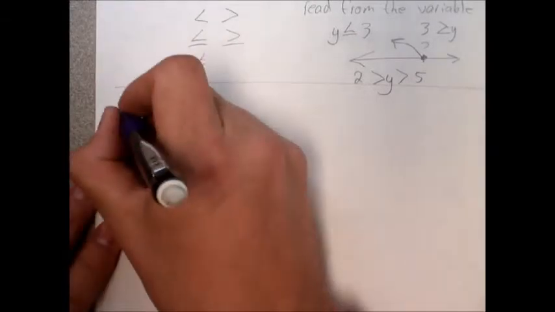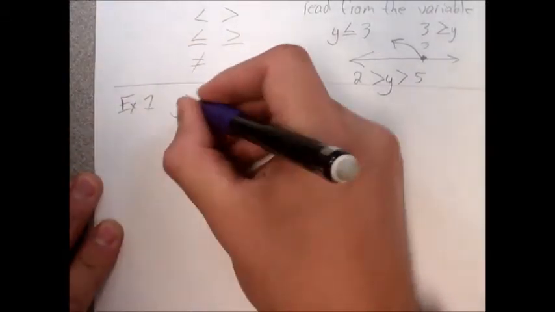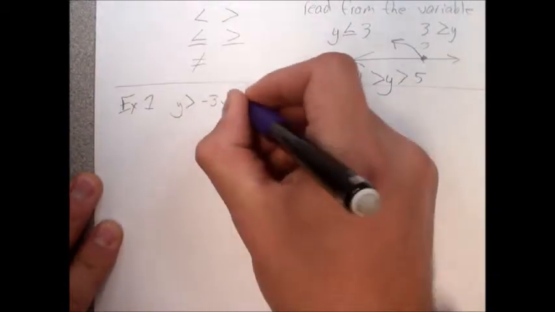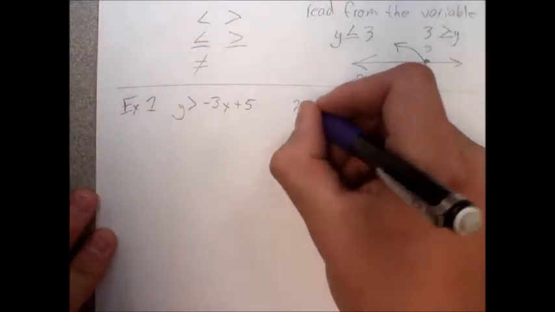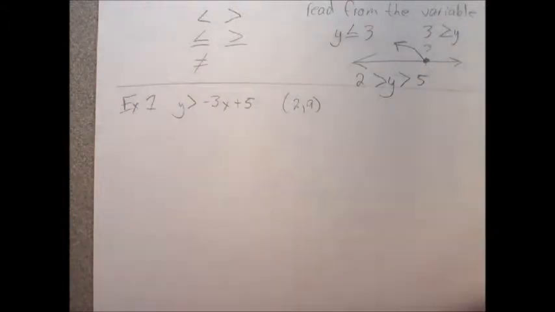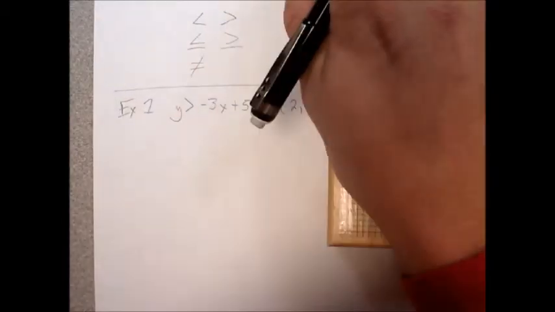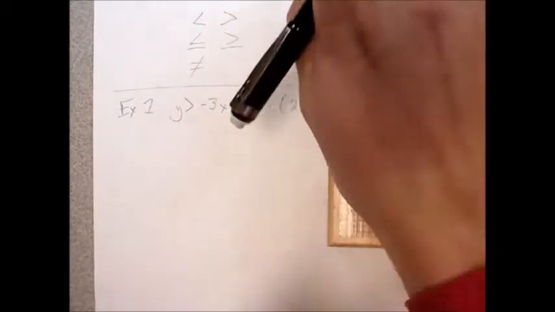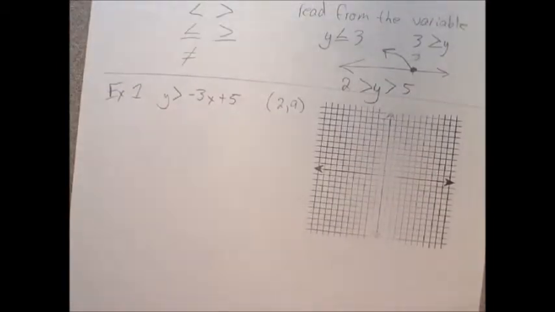Example 1. It gives us this equation: y is greater than negative 3x plus 5. And then it gives you this point, and that's called a test point. So they say (2, 9). Use that for your test point. If they give you a test point, use what they give you, but for the most part, the most common one that you will use is the origin, which is (0, 0). The reason I say that is because it's the easiest one to use, and it makes life a little bit easier. So try to use it whenever possible.